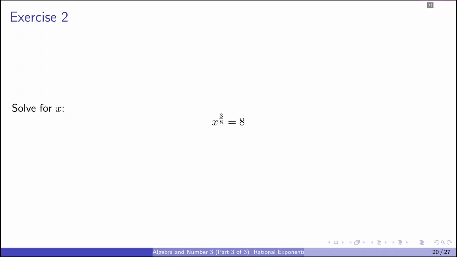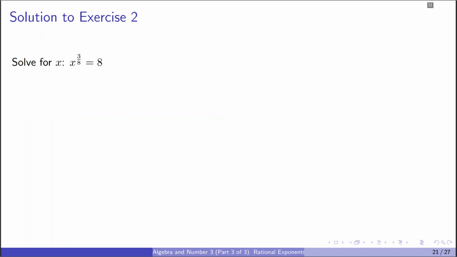Exercise 2. Solve for x when we have x to the 3/8 equals 8. Pause now, take whatever time you need. Here, we raise everything to the exponent 8 over 3, and that will cancel our exponents on the left. The right-hand side just becomes 2 to the 8, or 256.